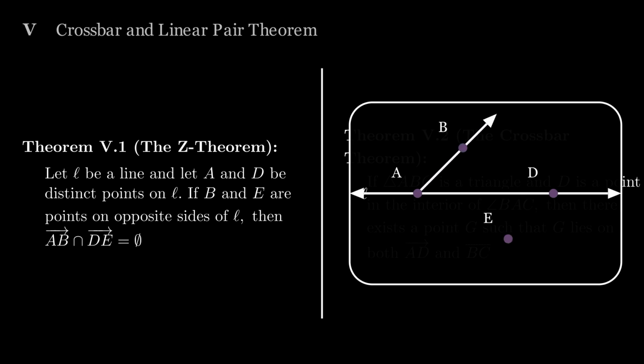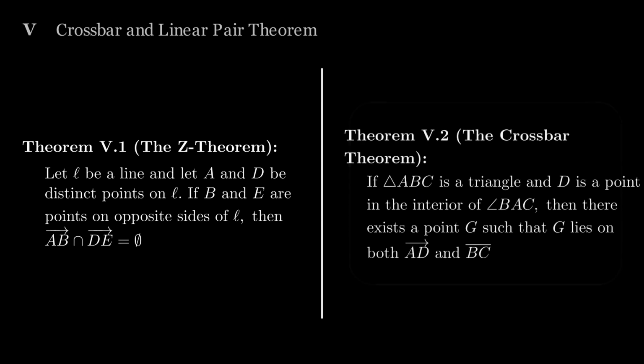intersect each other. And the Crossbar theorem tells us that if we have a triangle and a point inside one of the interior angles, it will intersect the opposite facing side. Now, this may seem very similar to Pasch's axiom in the way that if we have a line going through the triangle, it will go out through one of the other sides, but we'll actually see later on how this theorem is much more useful.